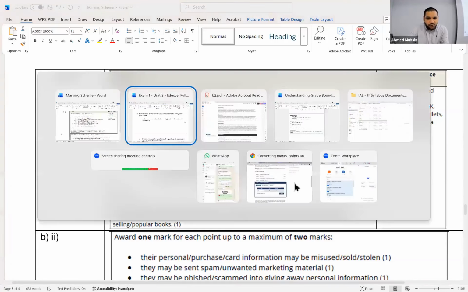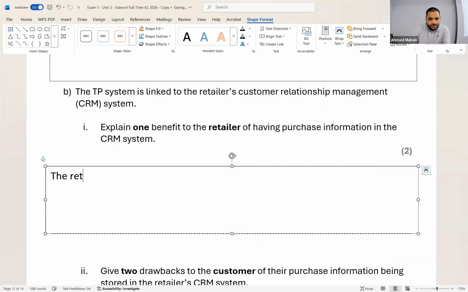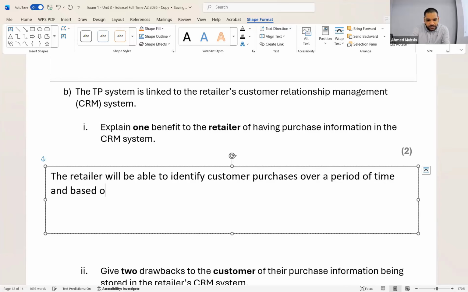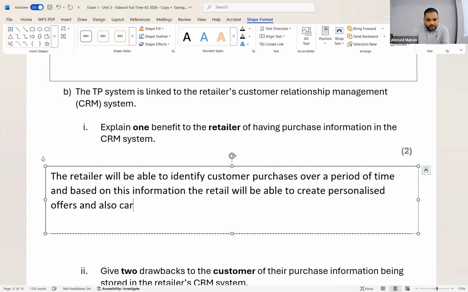We'll take one answer. Which one shall I go with? The retailer will be able to identify customer purchases over a period of time, and based on this information, the retailer will be able to create personalized offers and also carry out upselling and cross-selling. Okay.